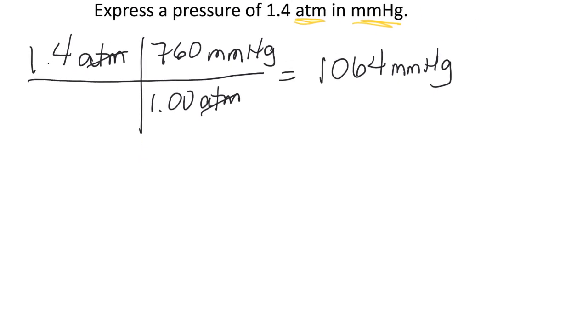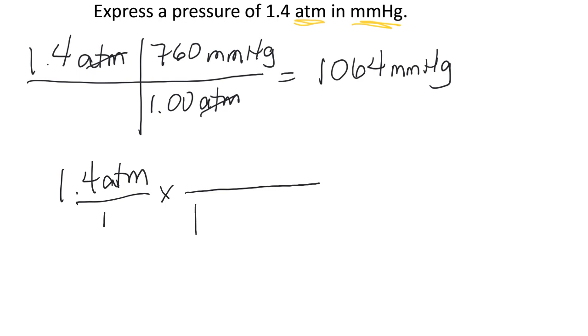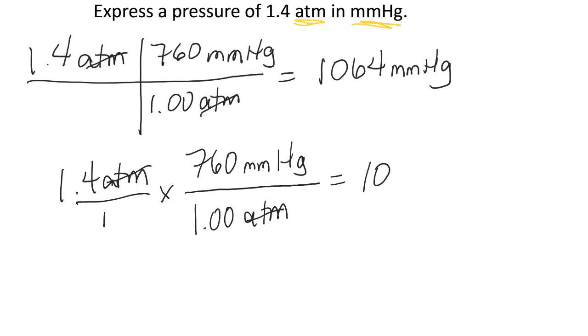Now let's do it with the 2 equivalent expressions. So I'm going to pull my thing up a little bit. So I'm going to take 1.4 atmospheres, put it over 1, and now this is where I put my conversion factor. Now we're going to put the 1.0 atmospheres on the bottom, because remember, we need to cancel the atmospheres that are on top. And then we're going to put the 760 millimeters of mercury right there. So when we multiply, we get 1064 millimeters of mercury. And as I said, you can use whichever method works best for you.